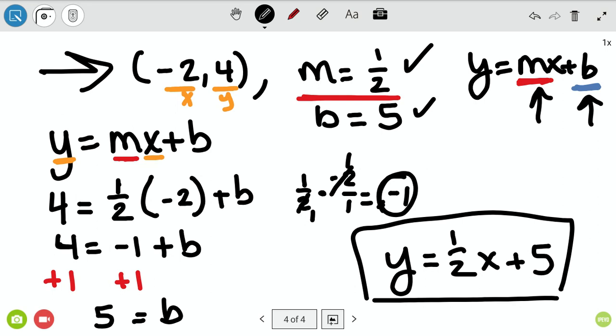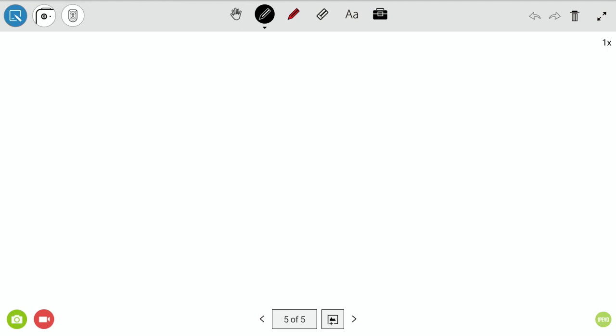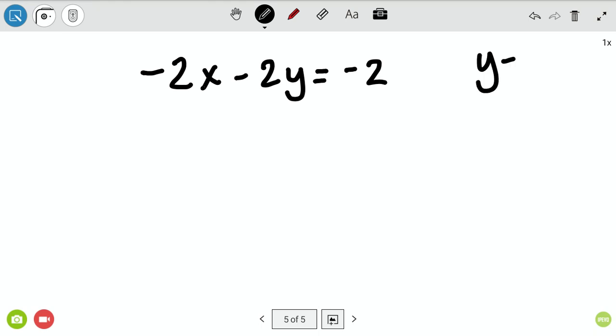All right, so let's do another one here. We've got -2x minus 2y equals -2. And this is standard form. We'll deal with this Monday and Tuesday. But for now, we're still in slope-intercept, which is y equals mx plus b. And the instructions say, get your standard form into slope-intercept. So we need to start moving things around.